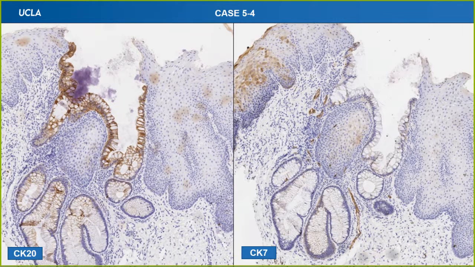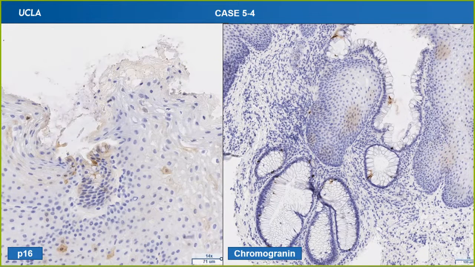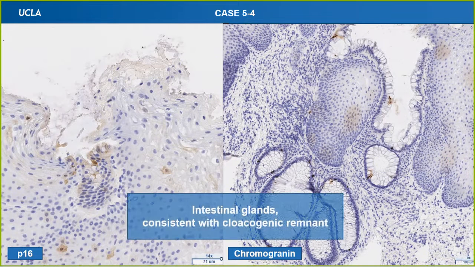Since we are in the GYN world, we have to make sure that this is not HPV driven or metastatic endocervical adenocarcinoma. So P16 was done, and also chromogranin was done to see if there were any endocrine elements. Here is a P16 stain, and it was confirmed to be patchy weak positive. So this confirms that this is not endocervical. And then what's interesting is that we have positive staining in the endocrine cells of the gland. So these are considered to be intestinal glands and consistent with cloacogenic remnants.